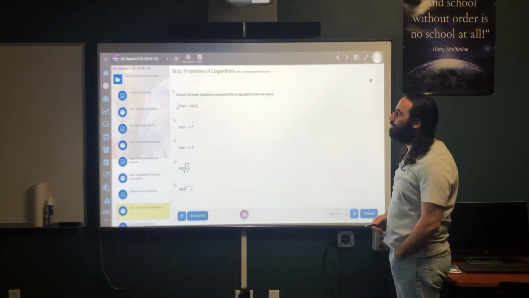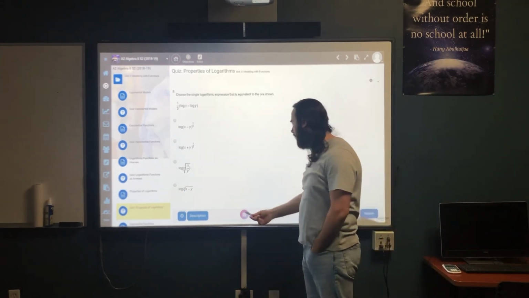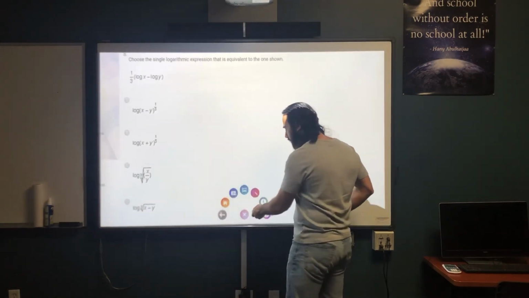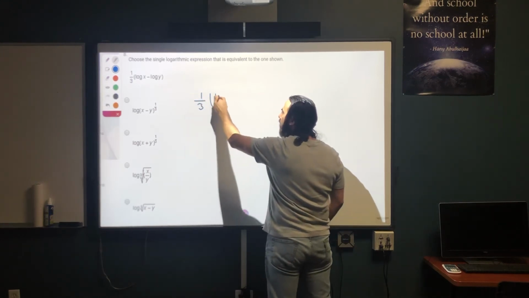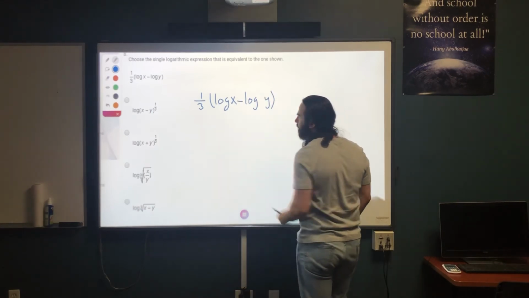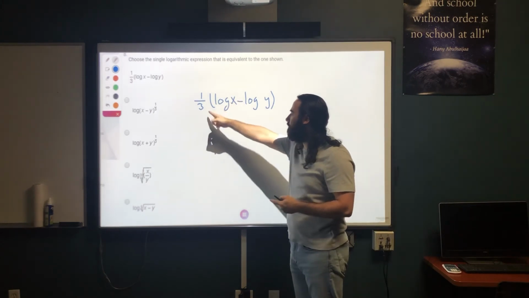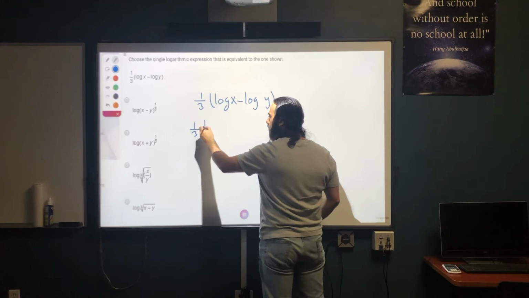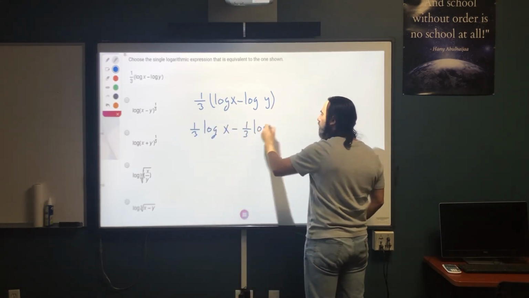That's division. Choose the single logarithmic expression that is equivalent to the one shown. The same thing, guys, we have to solve it. So we have 1/3 times log x minus log y. Again, guys, the 1/3 is multiplied times the log x, and the 1/3 is multiplied times the log y. So it's going to be 1/3 log x minus 1/3 log y.